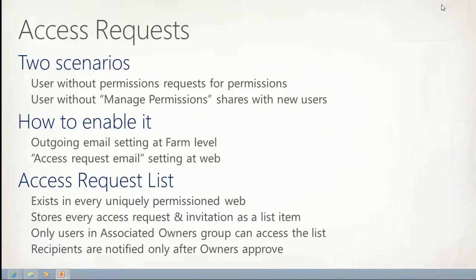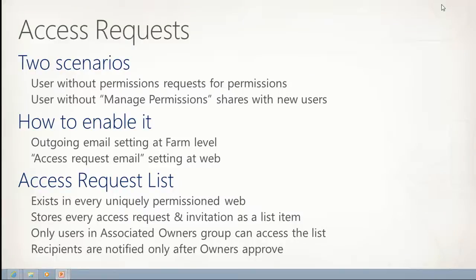So there are two settings involved here. First of all, we need outgoing email to be enabled at the farm level. Now, this setting is generally on. This setting is used by many, many features in SharePoint. Your alert emails, emails that you get from newsfeed, emails that you get from following, all of those emails use the outgoing email setting. So it's generally on. And if you're running in SharePoint Online, we set it to be on at the farm level, so it's always on. The second setting involved is access request email.